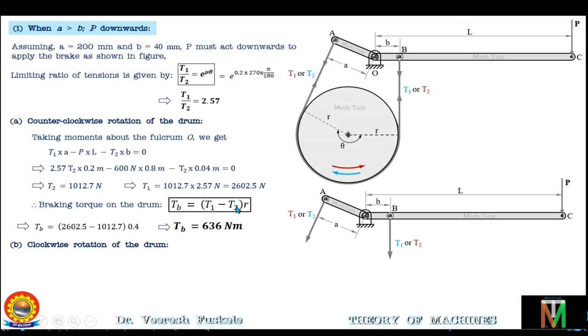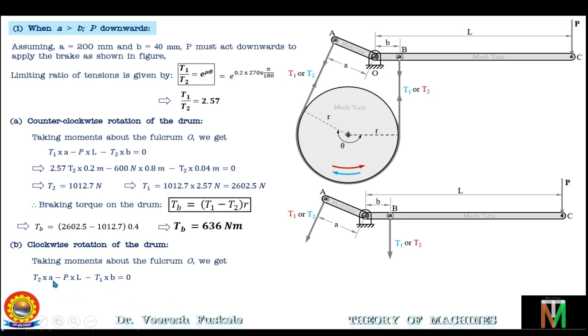So taking the moments about the fulcrum point in this free body diagram of the lever, we have T2 will rotate the lever in the anti-clockwise direction, so the moment will be positive and the magnitude will be T2 into A, and force P will be rotating the lever in the clockwise direction, so the moment will be negative with the magnitude P into L, and similarly T1 will also be a negative moment with magnitude T1 into B. So we have the moment equation as T2 into A minus P into L minus T1 into B is equal to 0. So T2 is the positive moment and P and T1 will be having the negative moment.